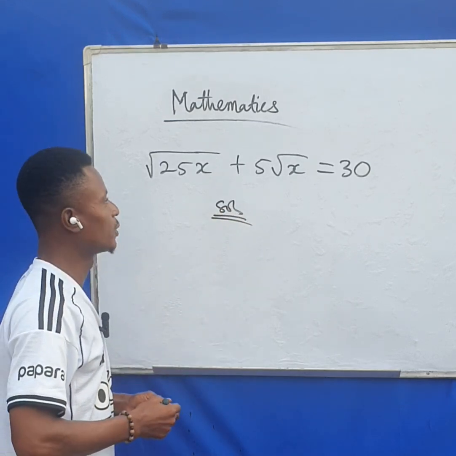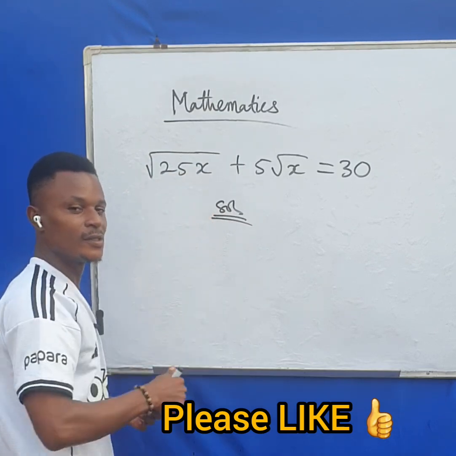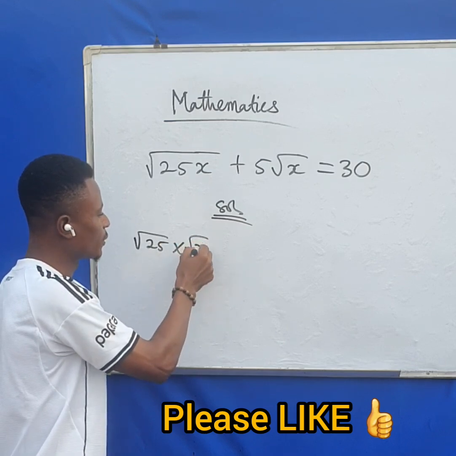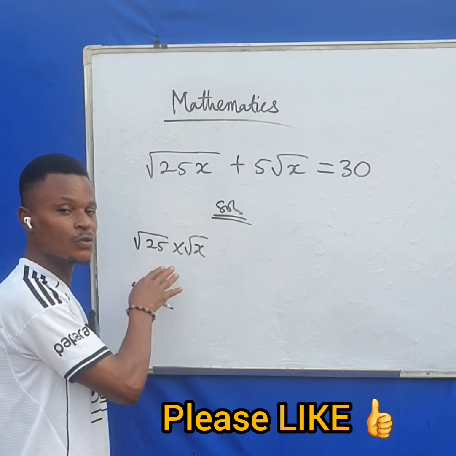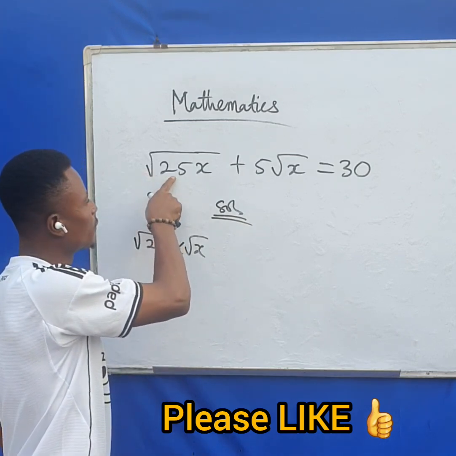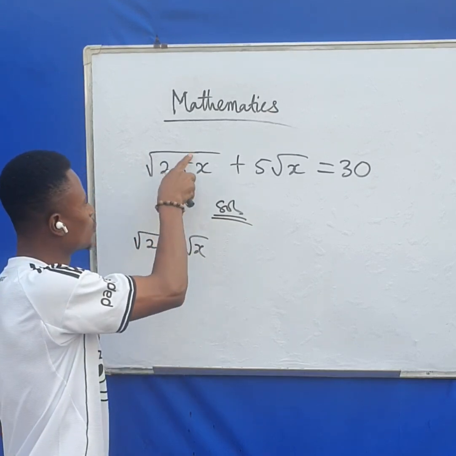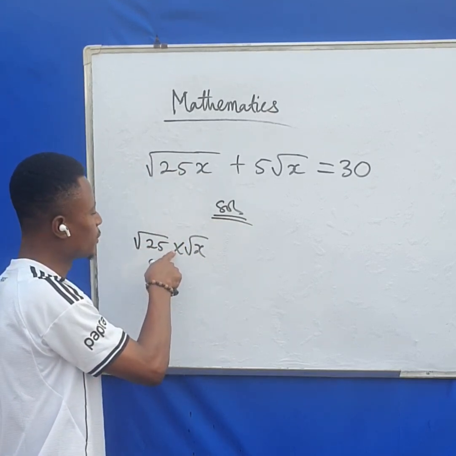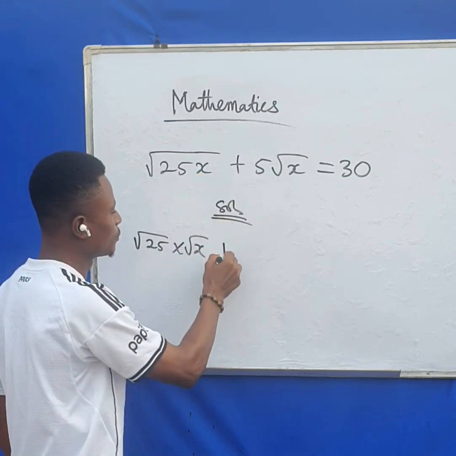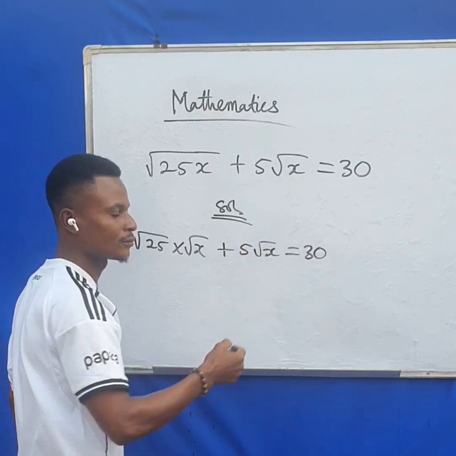First of all, you need to know that this square root of 25x is the same thing as square root of 25 times square root of x. This is in accordance with the multiplication rule of surds. This square root sign is affecting the 25 and the x, so we can simply separate them and write square root of 25, then times square root of x, then plus 5 root x equal to 30.